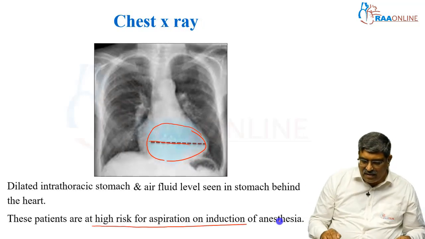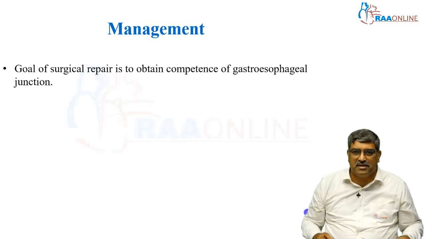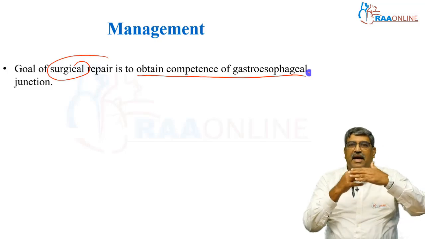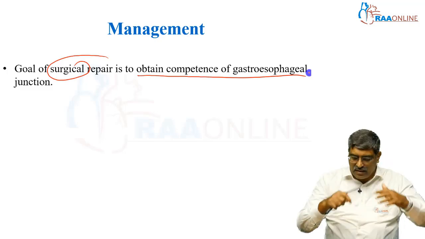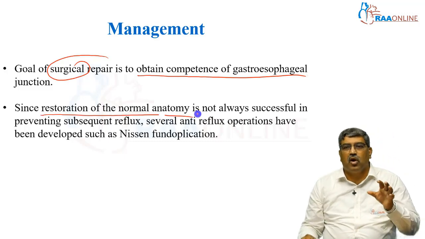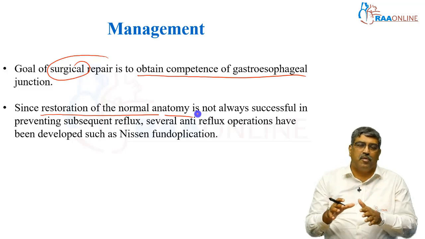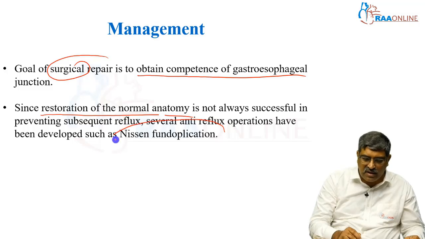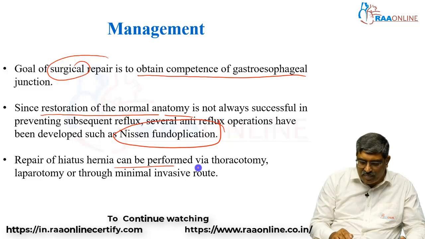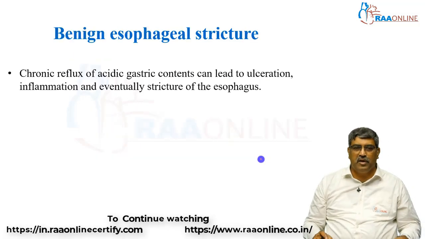Whenever you have a hiatal hernia, the patient is at high risk for aspiration on induction of anesthesia. The goal of surgical repair is to maintain the competence at the gastroesophageal junction so that the hernia does not happen. Since restoration of normal anatomy is not always successful in preventing reflux, several anti-reflux operations have come into picture. The most common is the Nissen fundoplication. Repair of hiatal hernia can be performed via thoracotomy, laparotomy or through minimally invasive route.